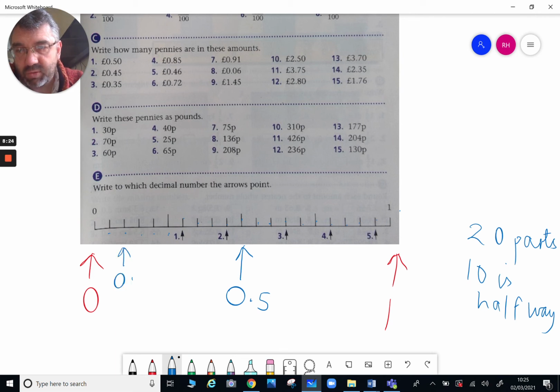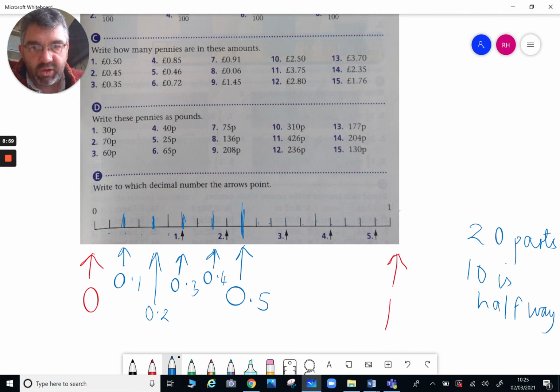So that would be 0.1. 3, 4. 0.2. Is it 1, 2, 3, 4, 5, 6? 0.3. 6, 7. So 5, 6, 7, 8, sorry. 0.4. So what have we got so far then? So 0.1 is here, 0.2 is here, 0.3, 0.4, 0.5.